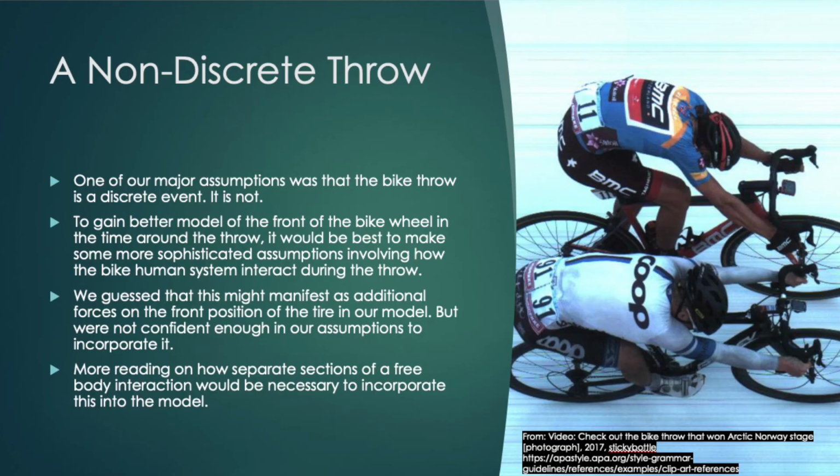One of our major assumptions was that the bike throw is a discrete event. Very obviously it's not, and on this time scale I think it would be important, if we were going for a more accurate model, to more accurately model how the position of the front of the wheel of the bike changes in relation to the center of mass of both the bike and the human system. But that would require more reading on how to separate those sections of free body interaction and then incorporate that into the model.